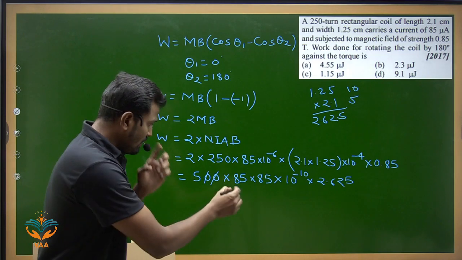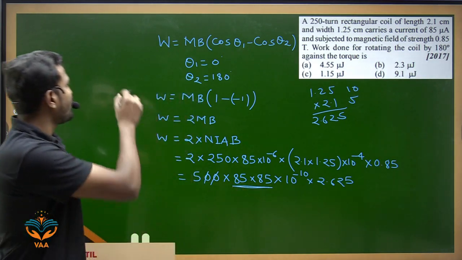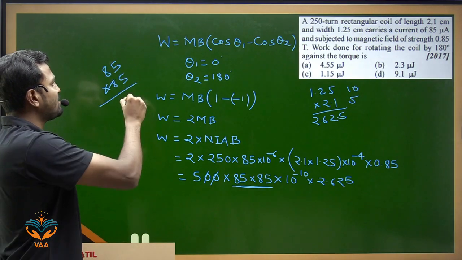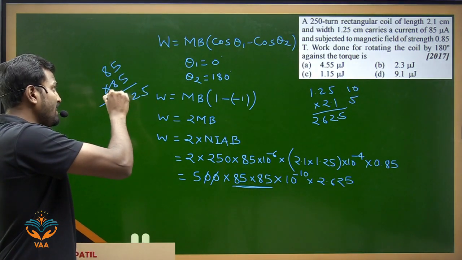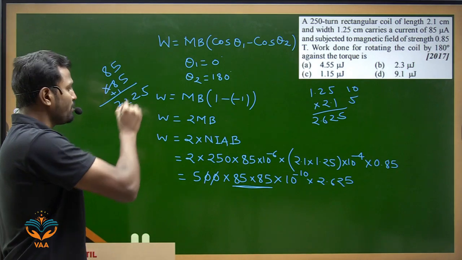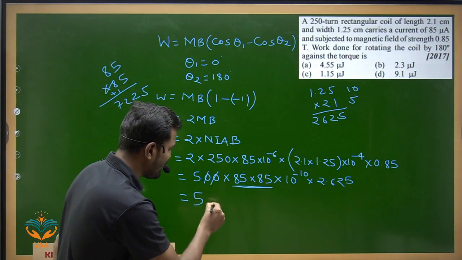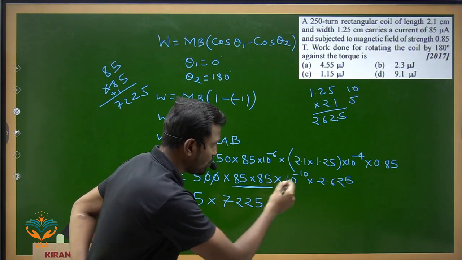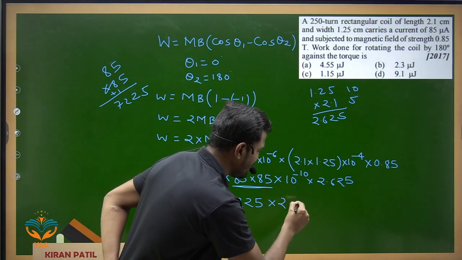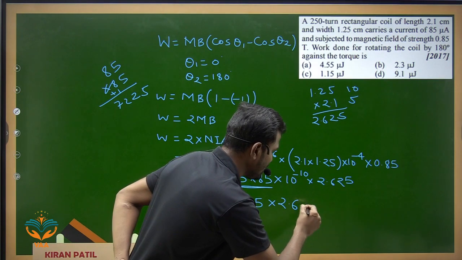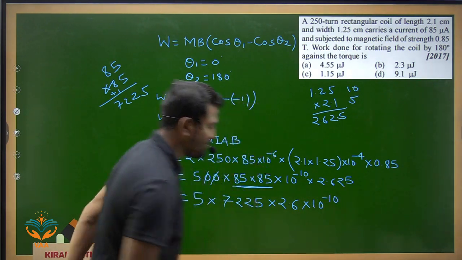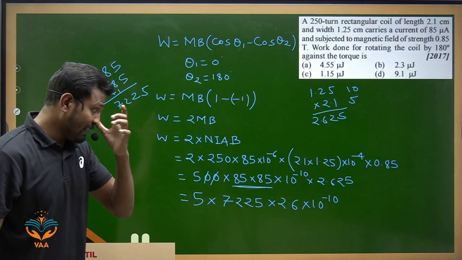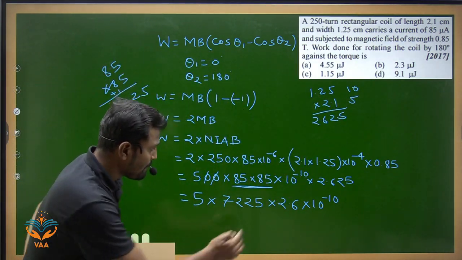Fine. Now I know the simplification of this, what we can write, 85 square, so 85 into 85. This becomes 25, we add 1 in this, 9 into 8 is 72, so this answer is very simple now. 5 into 7, 225 into 2.625, let us leave, into 10 to the power minus 10. Fine. So as we have neglected this, our answer will be somewhere close to that. So let us simplify this now.